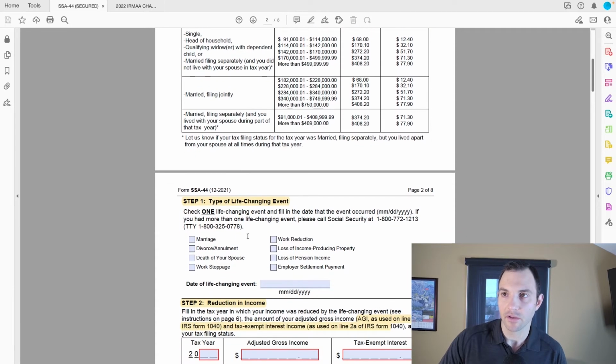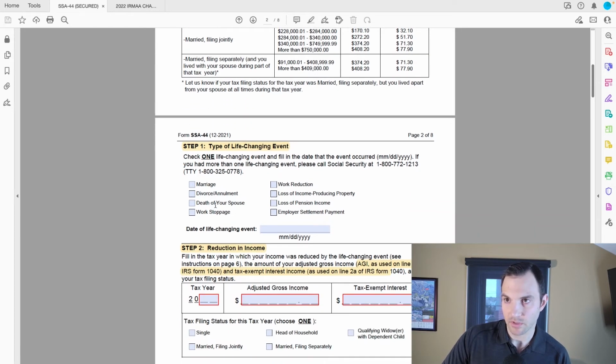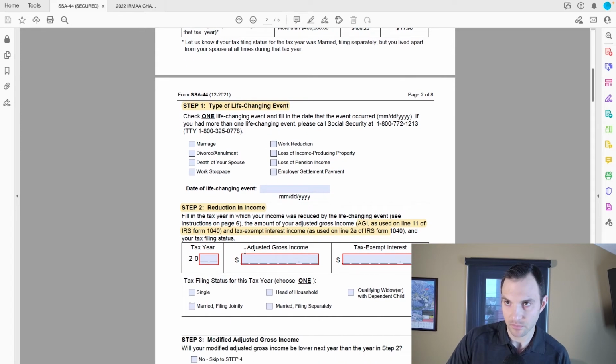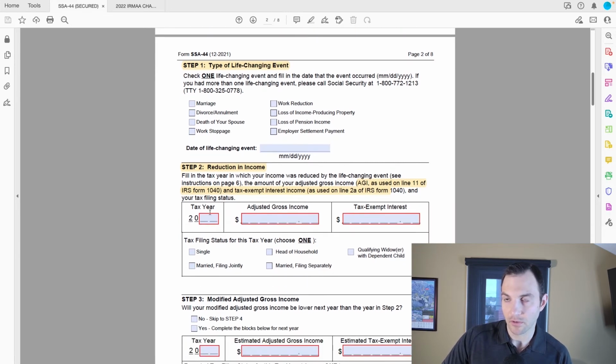If you've had what's called a life-changing event in the year that they're measuring your income off of or after. So the example that we're looking at is somebody signing up in 2022. If they had a life-changing event in 2020 or 2021, they could use the applicable event by checking one of these boxes. So let's say it's a work reduction, right? Then in step two, you're going to put the reduction in income, the amount.